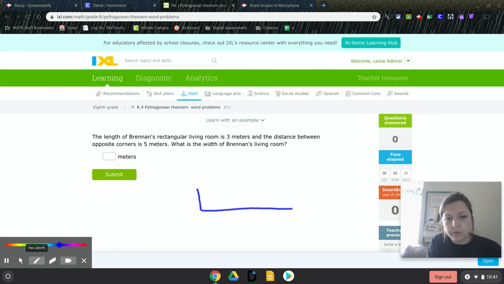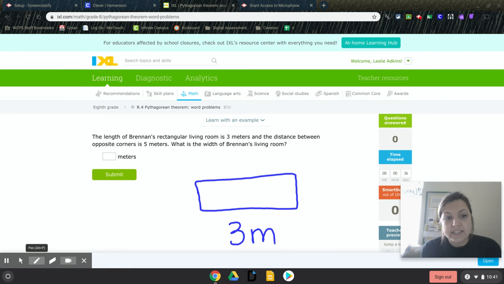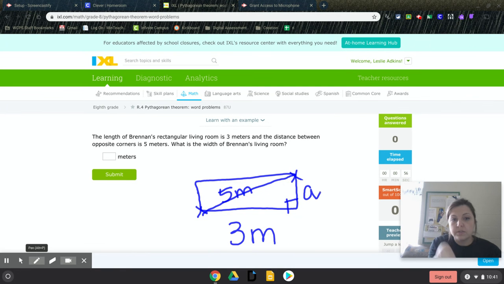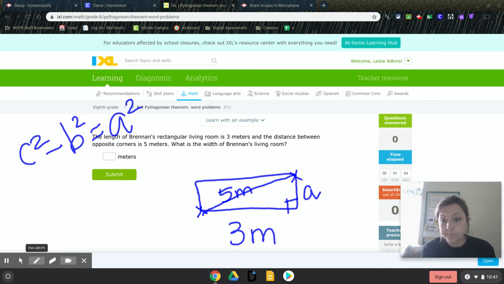Let's make our rectangle prettier. So the length is 3 meters. And the distance between opposite corners, so when it says opposite corners, it means these two corners here, is 5 meters. So that means our hypotenuse is 5 meters because this is our right angle. So you're going to be solving for a leg. So you would do c squared minus b squared equals a squared. So just literally draw what it says.